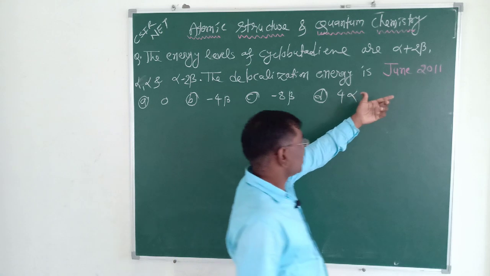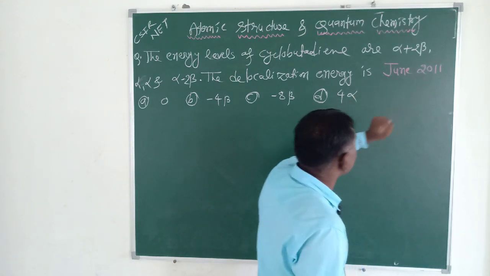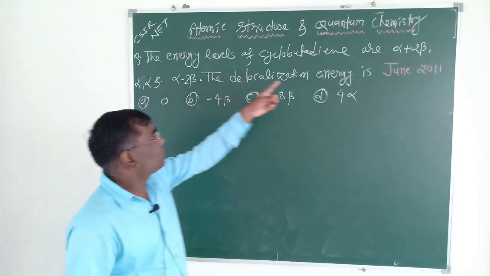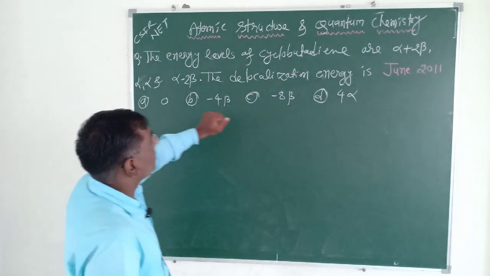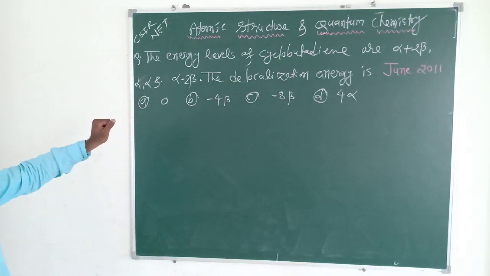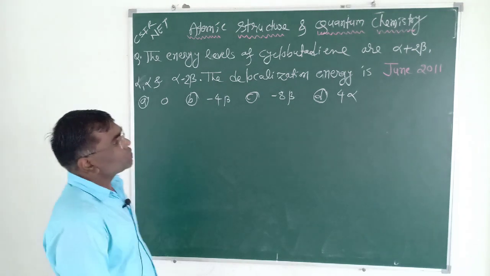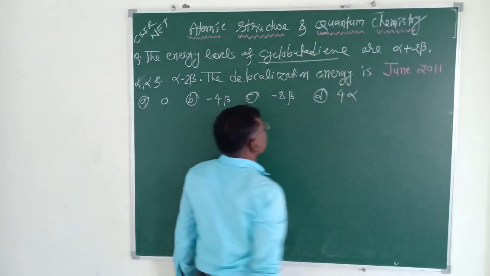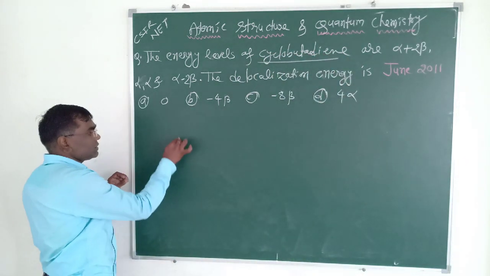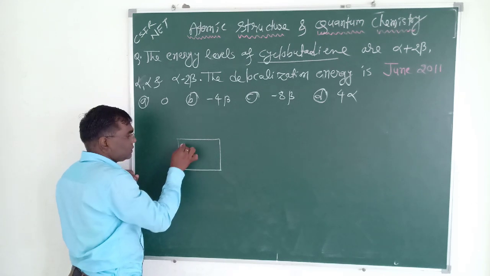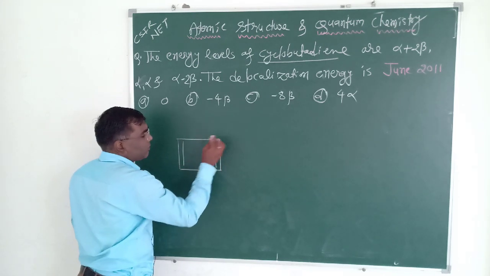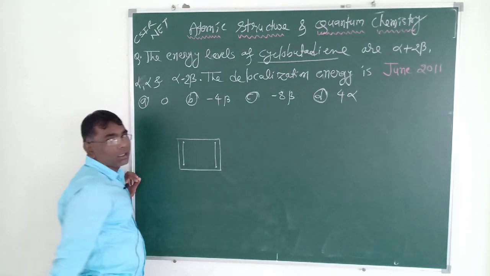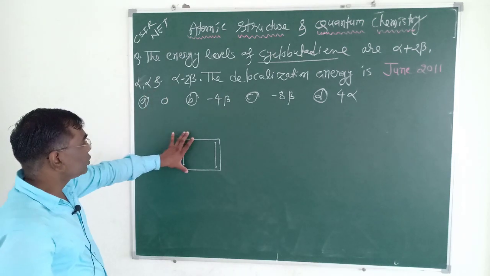This question came in June 2011, and the question was: the energy levels of cyclobutadiene are alpha plus 2 beta, alpha, alpha, alpha minus 2 beta; the delocalization energy is? So students, in this question, first of all, we must know the structure of cyclobutadiene. That is very simple. Cyclobutadiene is nothing but this type of molecule, where there are 1, 2, 3 and 4 pi electrons in the cyclobutadiene molecule.